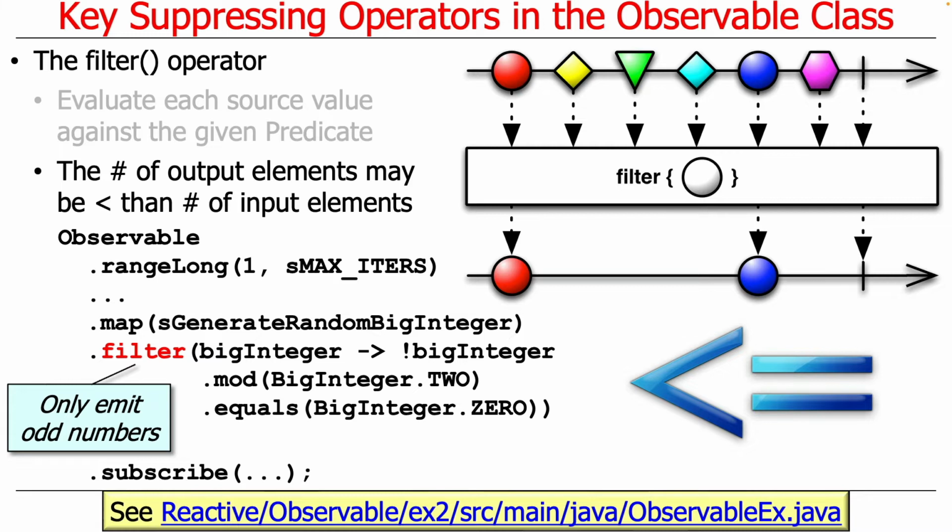So here's an example where we're going to generate a bunch of big random integers, and we're going to check to see whether they're odd or even. This is using the big integer operators to check to see if something can be modded by the value of 2 that equals 0, which would indicate it's even. And if it's not that case, if they're not even, then we let them through. Otherwise, we suppress them. So that's a simple example of how to use filter.